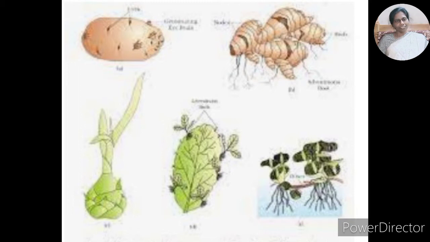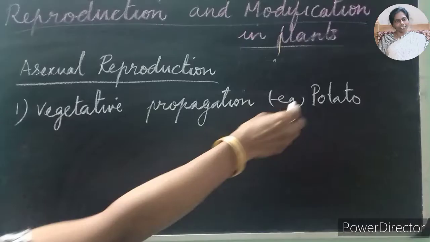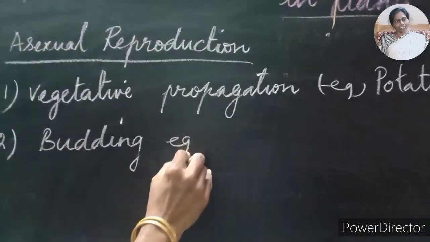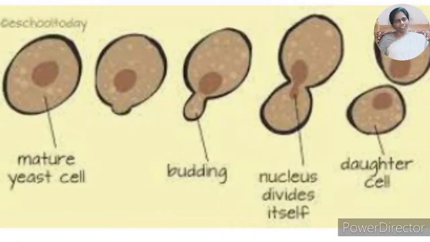Second one, budding. Yeast produces small buds which gradually grow and detach from the parent cell. This process is called budding.